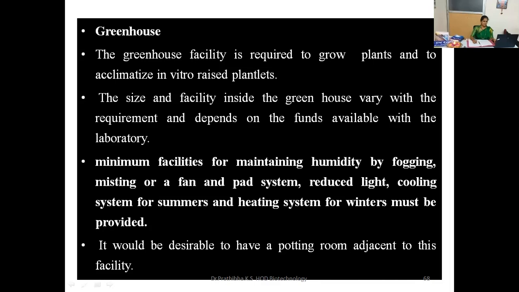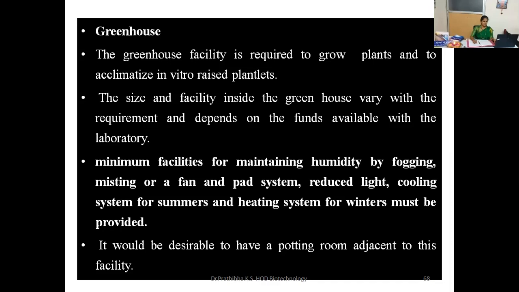It means we must have 3 laboratory rooms. The first one is the general laboratory, for washing and preparation of the media and storage of the glassware. The next one is the inoculation chamber, or aseptic chamber, or culture transfer room. And the third one is the culture room, or we can say incubation room. Other than these 3 rooms, we need the greenhouse condition. And next, we need this potting room.